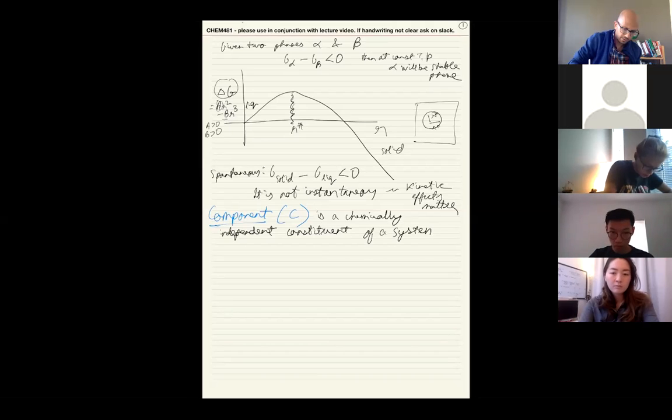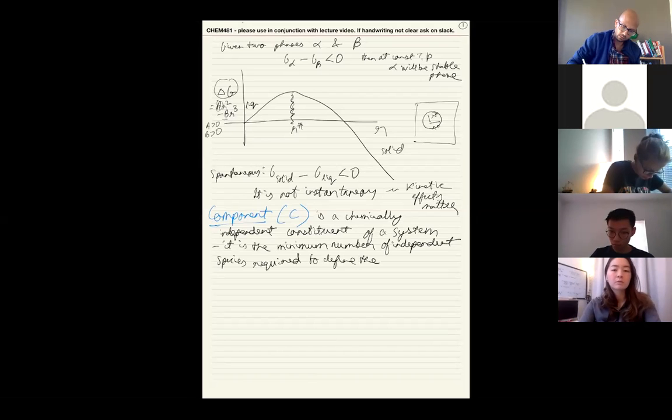What does it mean? Another way to think about it, it is the minimum number of independent species required to define the composition of all phases. So it's defined quite rigorously over here, and it gets complicated. I'm not going to get too much into calculating it. I will not be giving you problems where I have you calculate the number of components in a system.